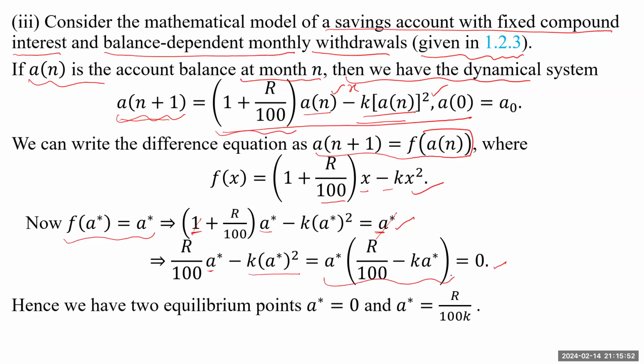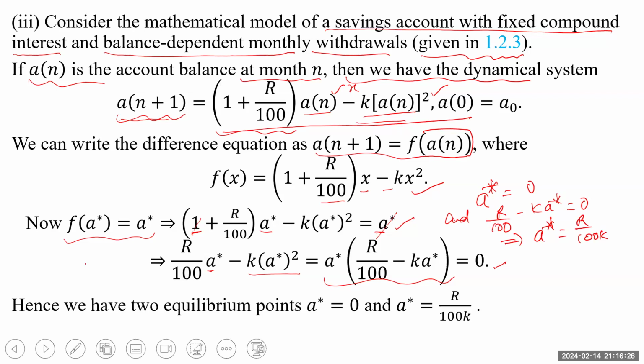There are two possible equilibrium points. One is a* equals 0, and r over 100 minus k a* equals 0. So this implies you can write a* equals r over 100k, right? So we got two equilibrium points. Now we need to apply the result, the theorem we discussed without proof. For that we need a derivative of this function, right? So we need to find what is the derivative.